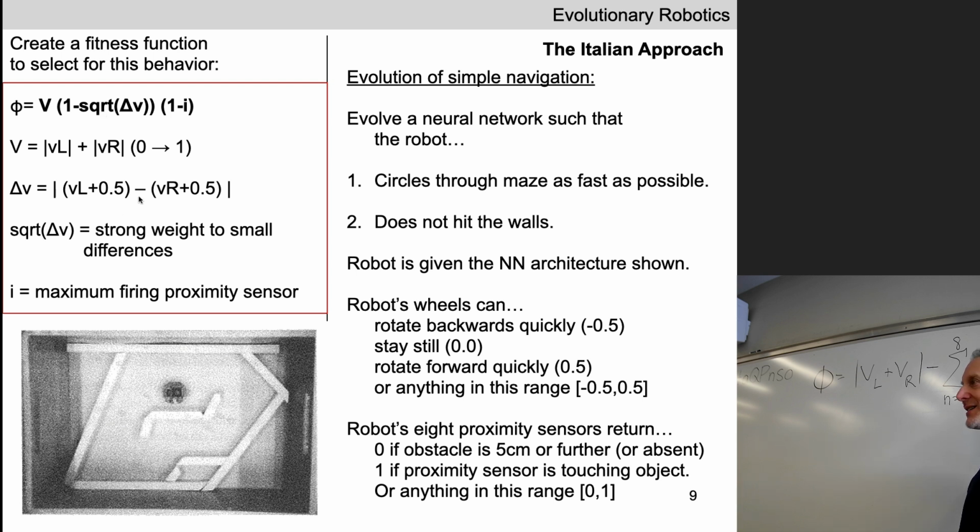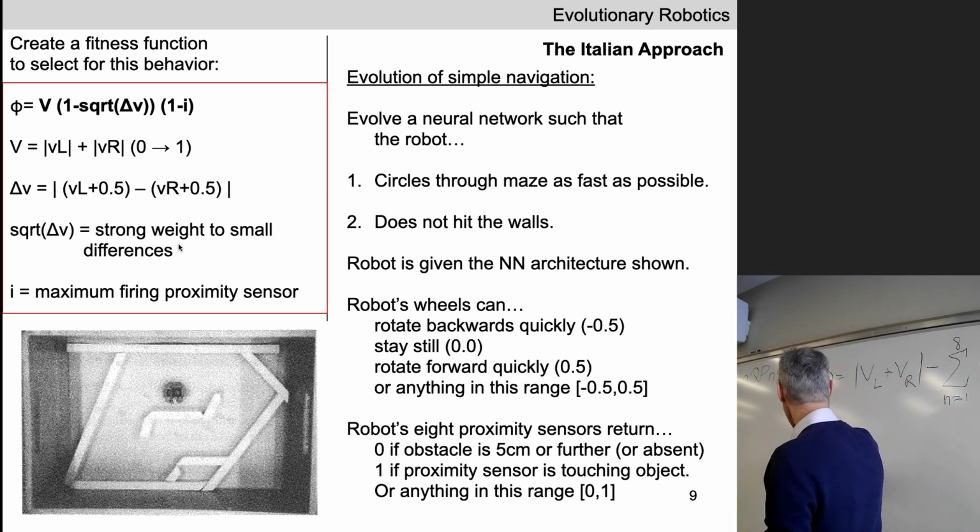It's a little complicated. So let's work from the inside out. Here we're taking the absolute difference between these values. We're then doing 1 minus this. So it's very much like our negative term over here. They're trying to drive this as low as possible. Minimize this. Minimize the difference between VL and VR. They put it through a square root first, which gives a strong weight to small differences. What does that mean?